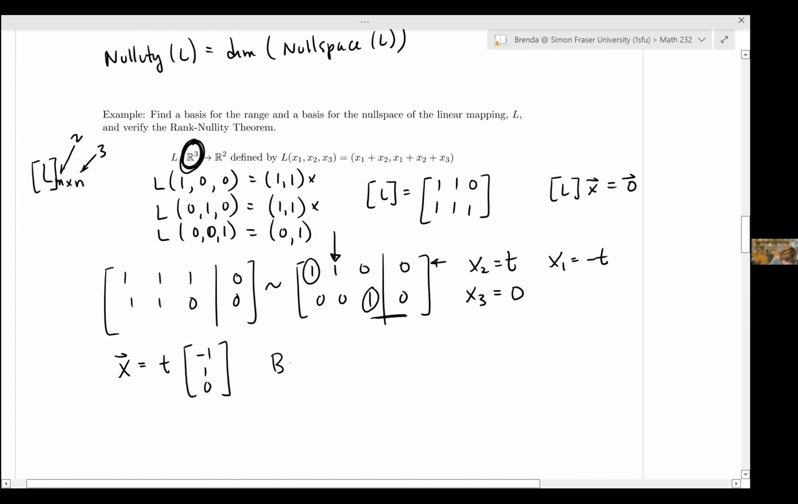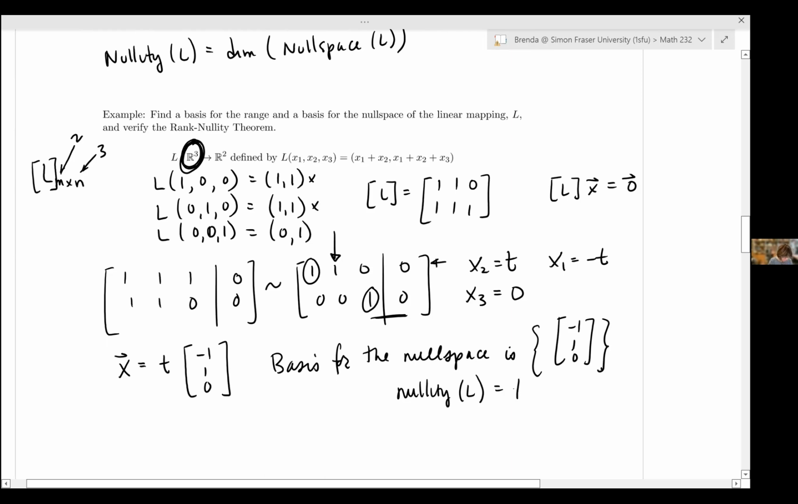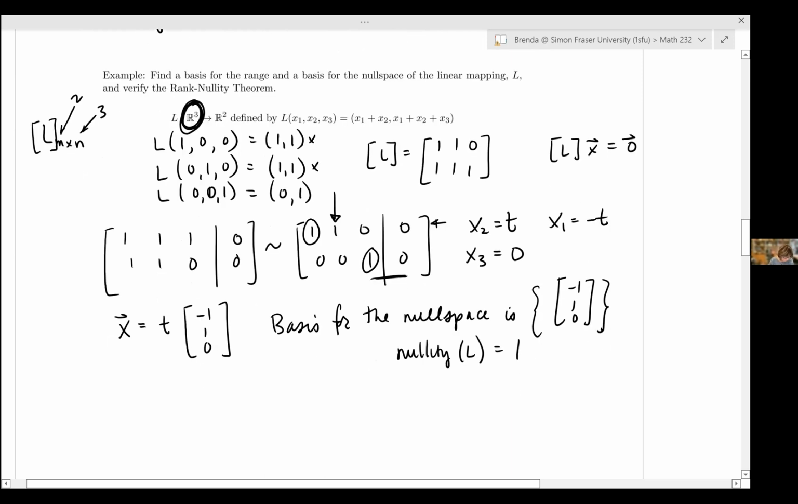So then the basis for the null space is minus 1, 1, 0. And the dimension of that is 1. So the nullity of L is 1. So we already know, in fact, we know that n is 3, so we now already know that the dimension of the range is 2.